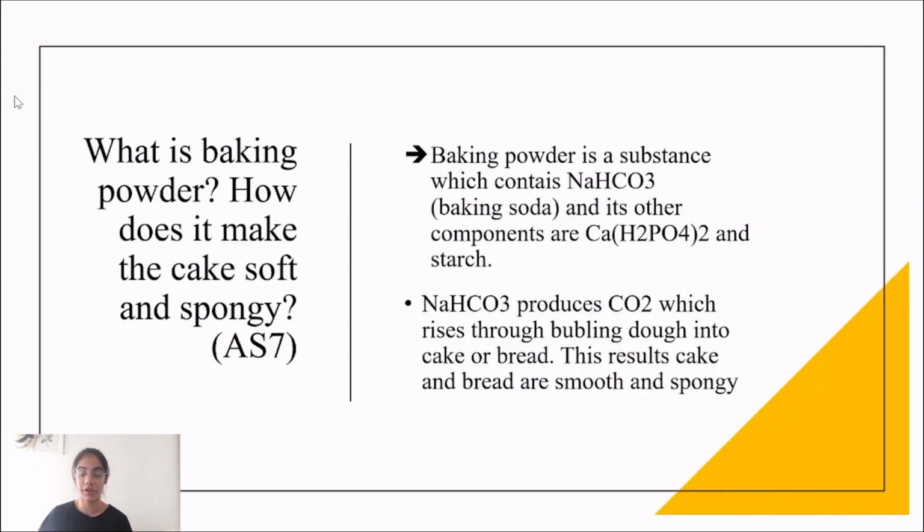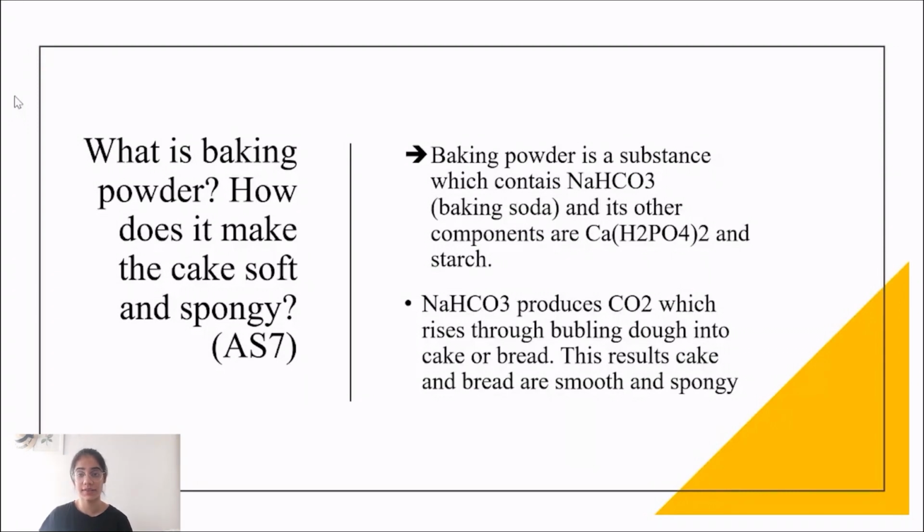So the reason is the production of CO2 from baking soda, which is a major component of baking powder. Hence, baking powder is what makes cake soft and spongy. So to give an answer to this question, we can say baking powder is a substance which contains sodium hydrogen carbonate and other components like calcium hydrogen phosphate and starch. Sodium hydrogen carbonate in baking powder produces CO2, which rises through bubbling dough and into cake or bread. This results in the cake or bread being smooth and spongy.